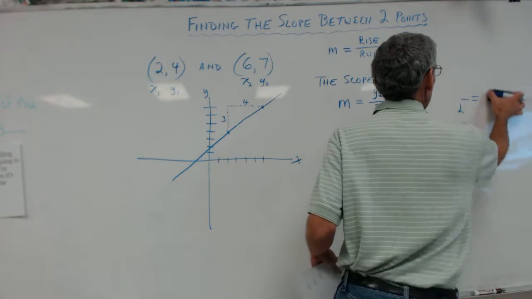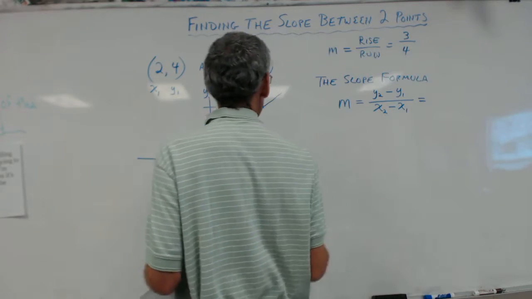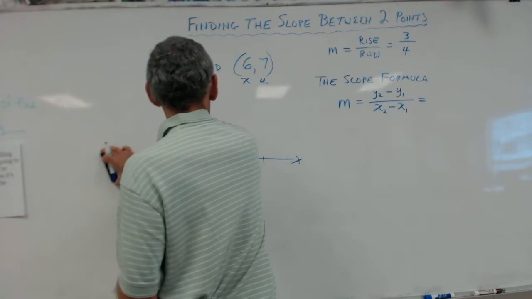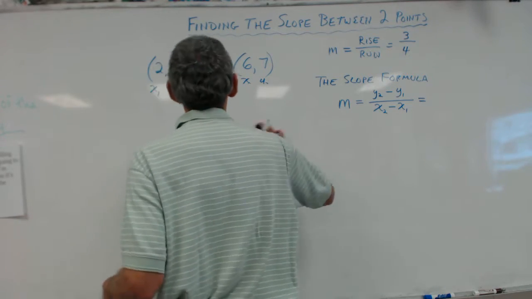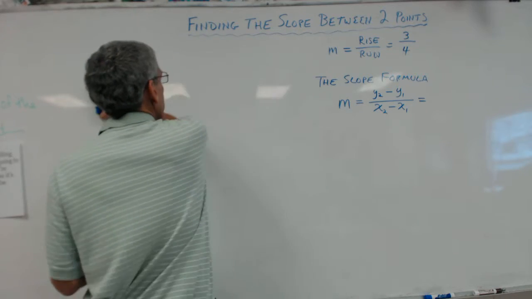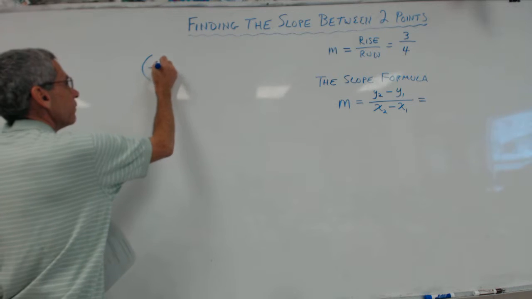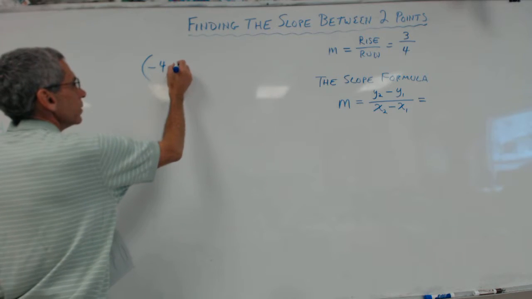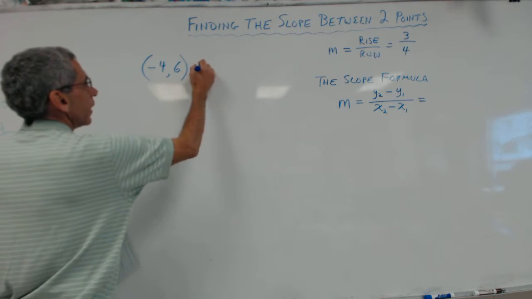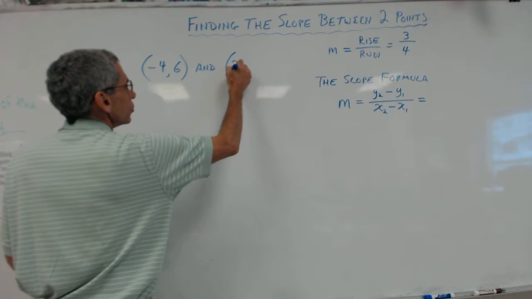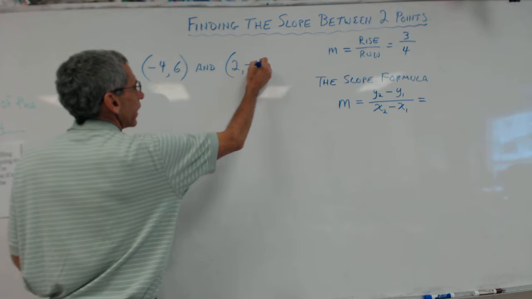All right, so let's erase this part. We'll keep our formula there. And let's try a new one. But this time we don't need to use the graph. We're just going to use the algebra. So let's say we had -4, 6, and let's say we had 2, -8.